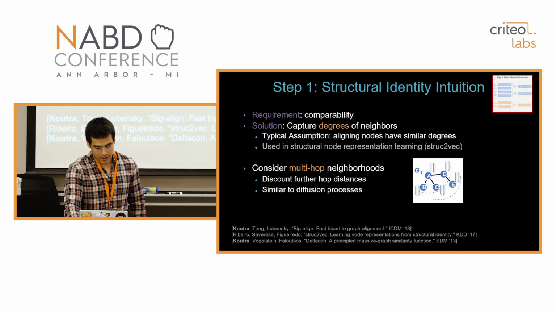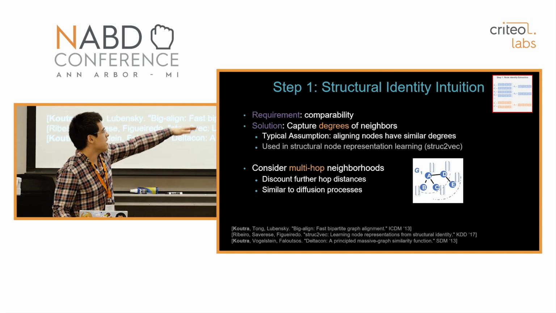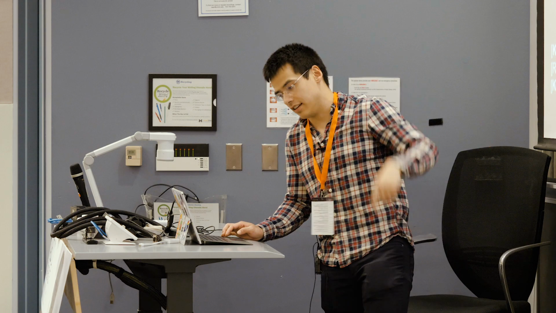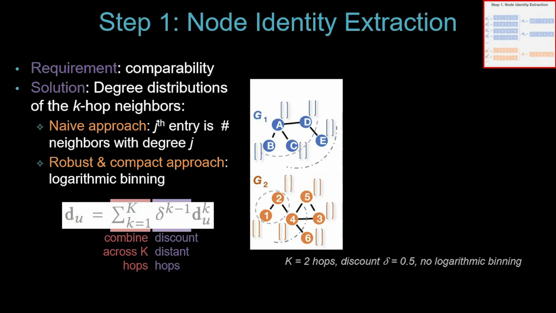For node A in this little network, we've highlighted its one hop: B, C, D are its immediate connections. E is in its two-hop neighborhood, which means there's a path of length 2, A to D to E, that gets to E. So we want to come up with the degree distributions of the k-hop neighborhoods.